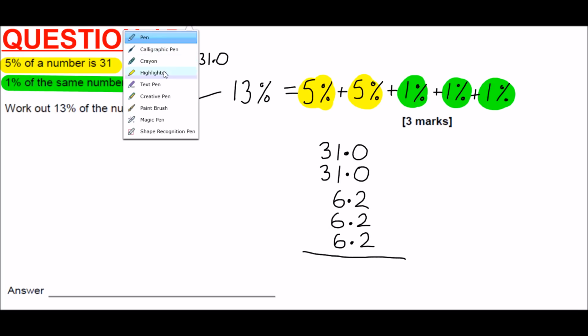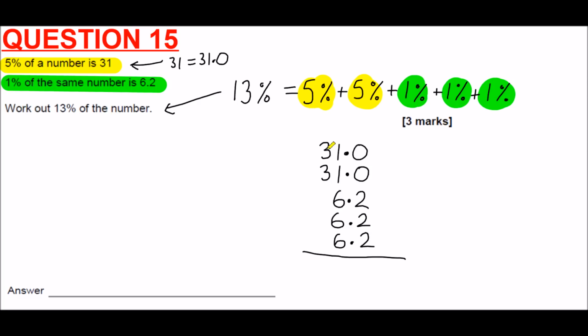So we've set it out. We've got 2 lots of 5%, and we've got 3 lots of 1%, like I said above. So now the only thing we need to do is just to do this addition. So starting on the right hand side, nothing plus nothing is nothing. Plus 2 plus 2 plus 2 would be 6.